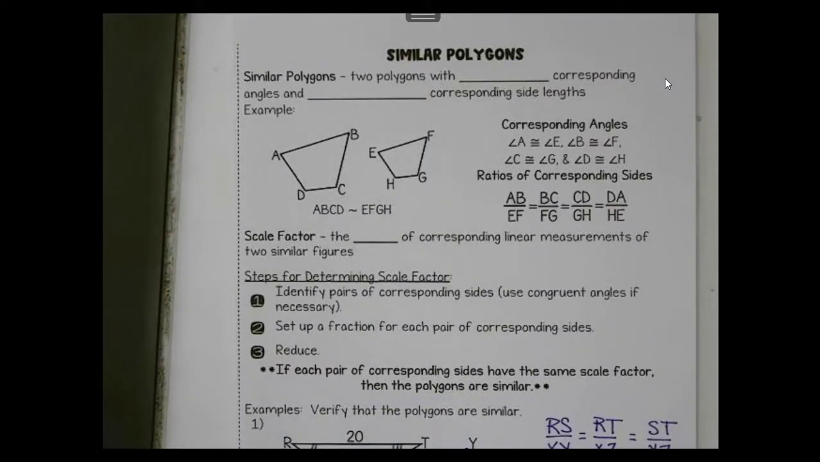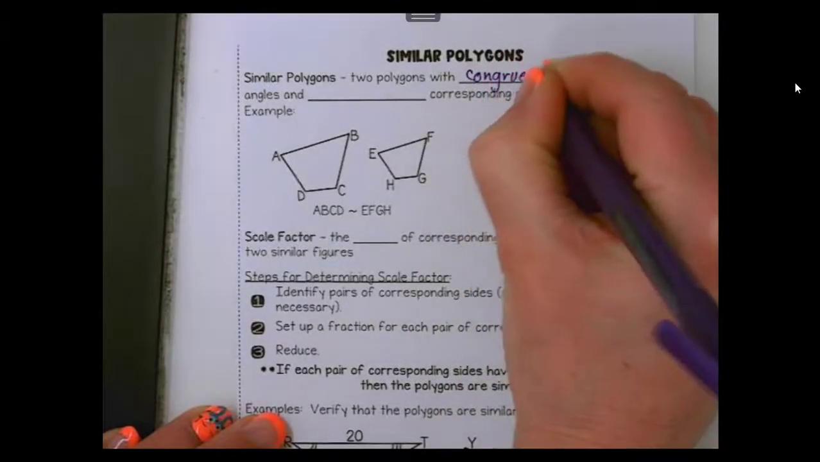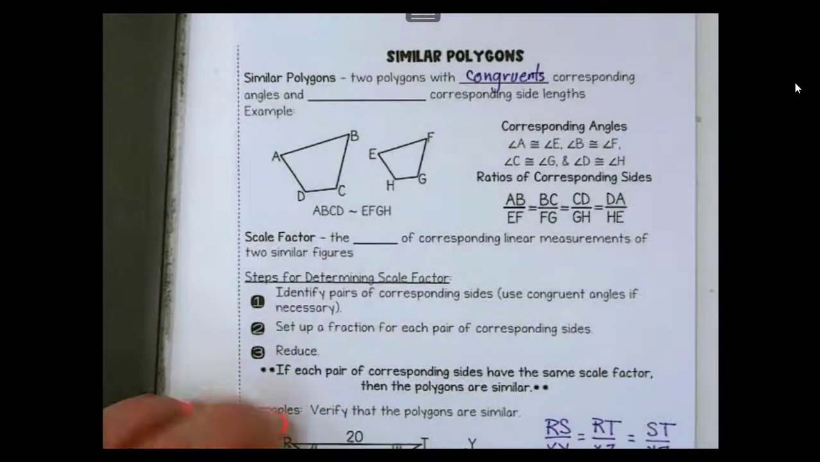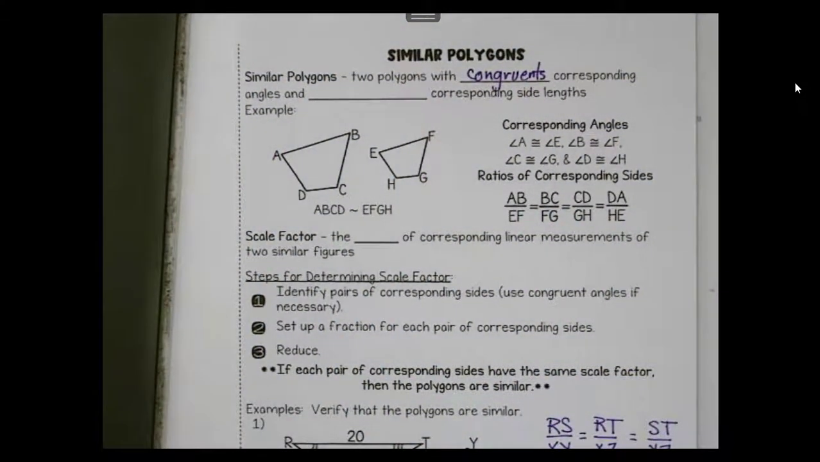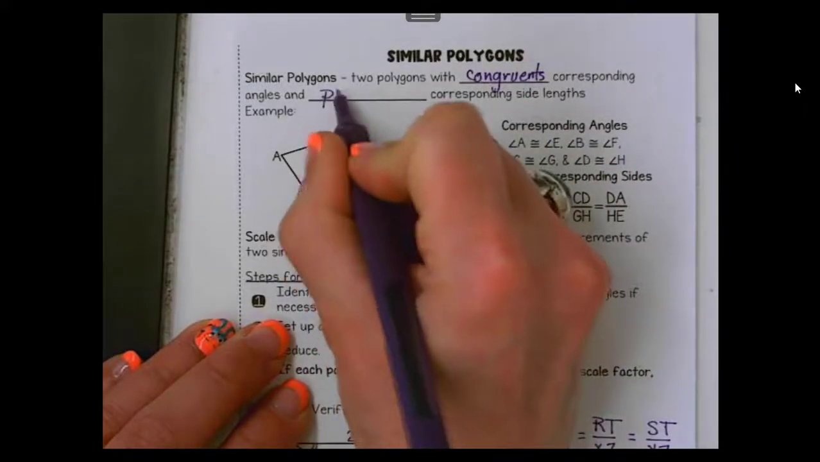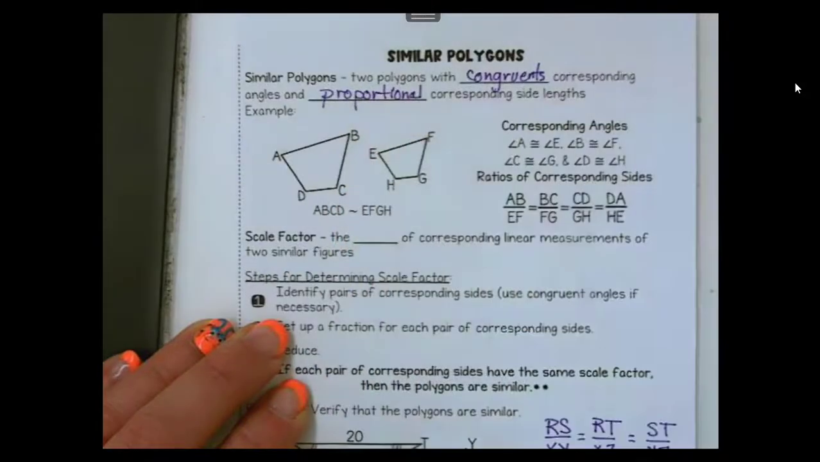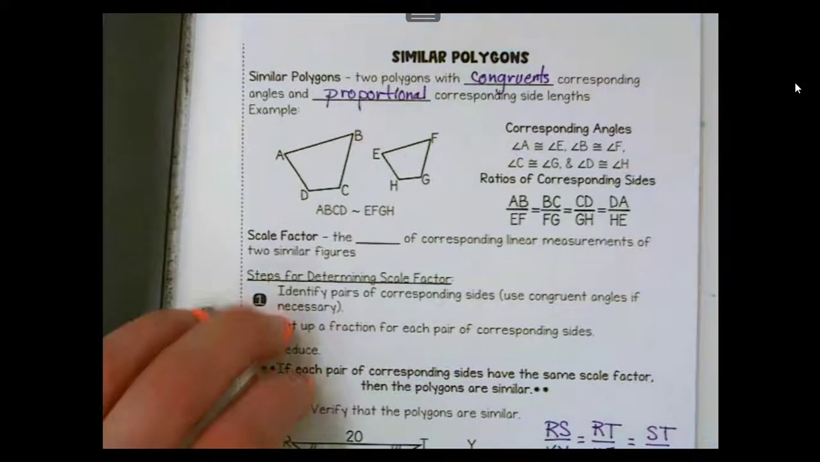Two polygons with congruent corresponding angles. So those don't change. Those angles are going to stay equal to each other. But what happens is that the corresponding sides are going to be proportional to each other. Okay, so they give you an example.